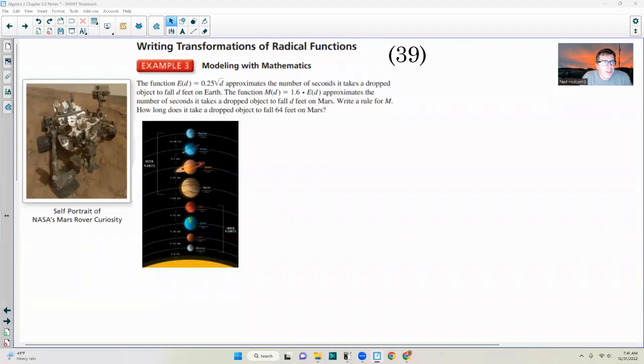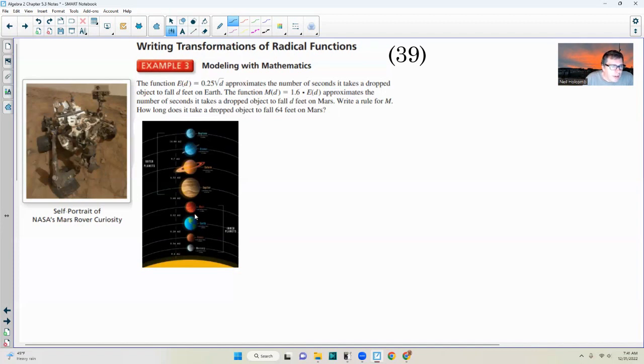Okay, so example 3 is writing transformations of radical functions, and we're going to be doing modeling with mathematics. But before I get into this, what this problem is talking about is how much gravitational pull each planet has, and that's a very common physics related problem. So I wanted to bring this in to just give you an idea, reviewing where the planets are in our solar system with respect to us. So Mercury is the closest to the sun, then Venus, then Earth. Earth is the third rock from the sun, Mars, Jupiter, and so on.